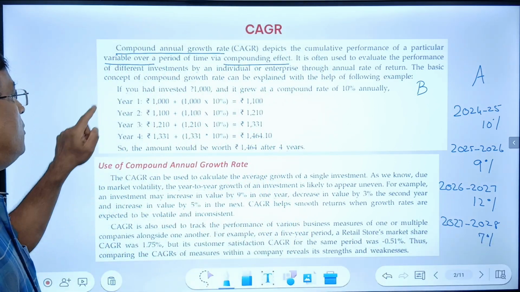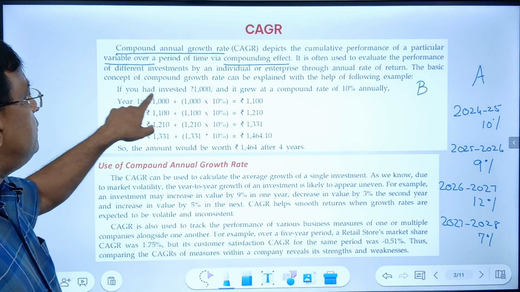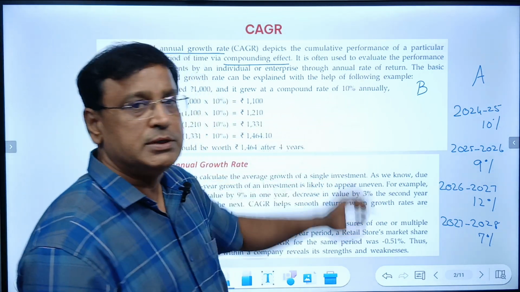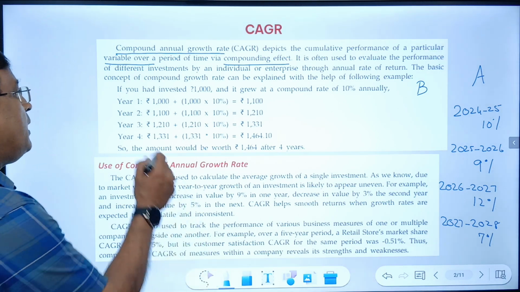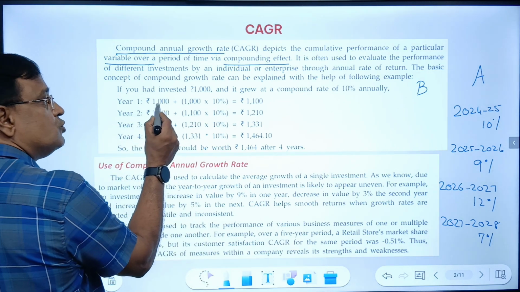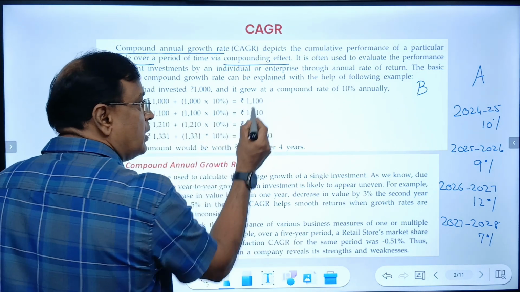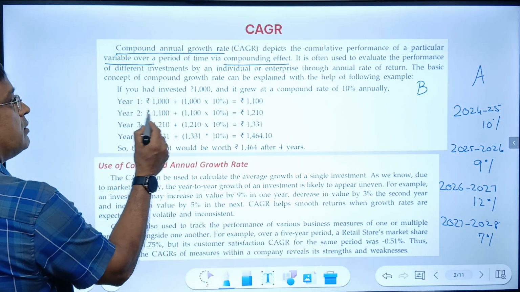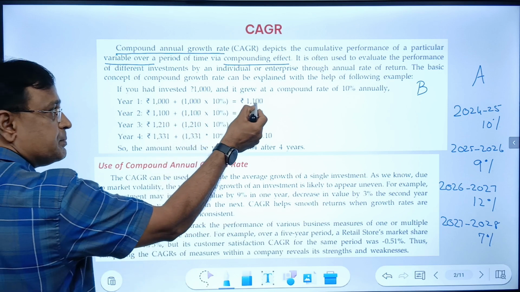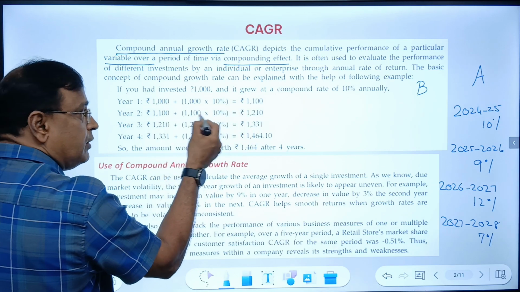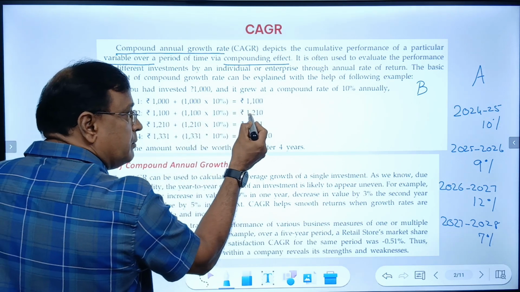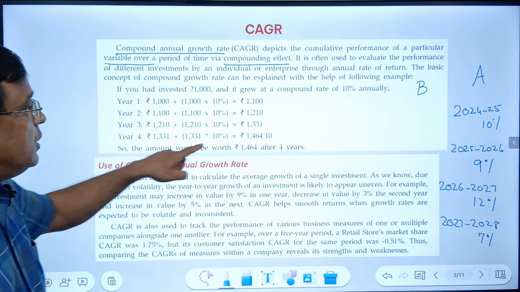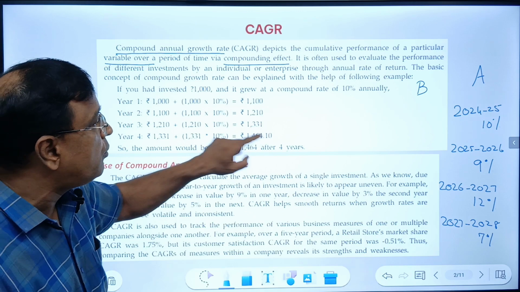Now for example, if you invest 1,000 rupees, let us assume it grows at a compound rate of 10% annually. So what happens in the first year? Your 1,000 rupees with 10% interest becomes 1,100. The money has grown. And now in the second year, your principal will be 1,100. If you put 10% interest on it, it becomes 1,210. If you continue that for 4 years, finally it is 1,464.10.